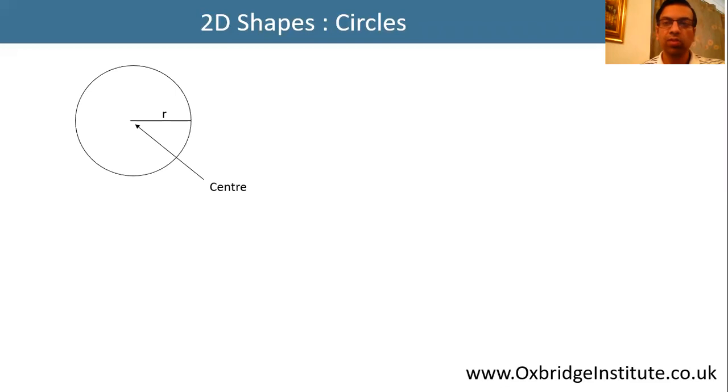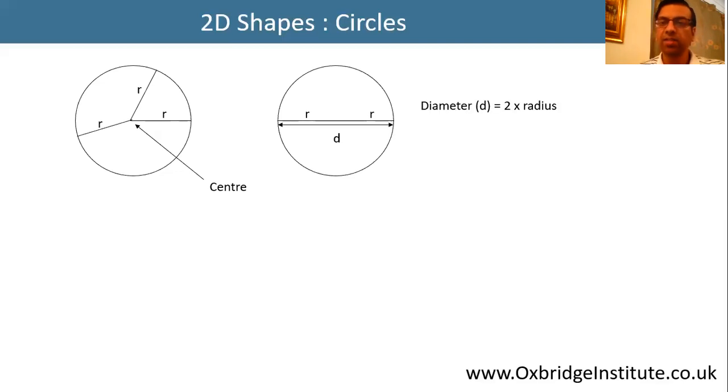A key property of a circle is all points on the circumference of the circle will be the same distance from the center, which is the radius. Another important property of a circle is the diameter. The diameter is 2 times the radius, and it is the furthest distance 2 points can be on the circle. The perimeter of the circle is also called circumference.